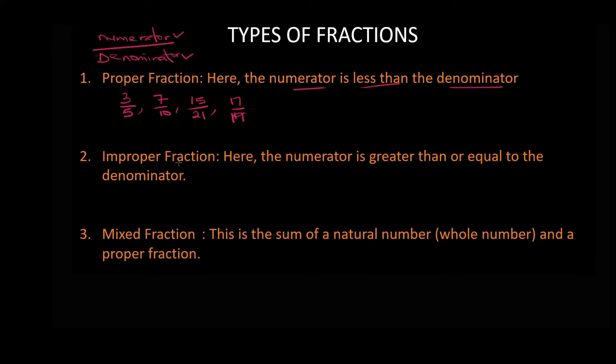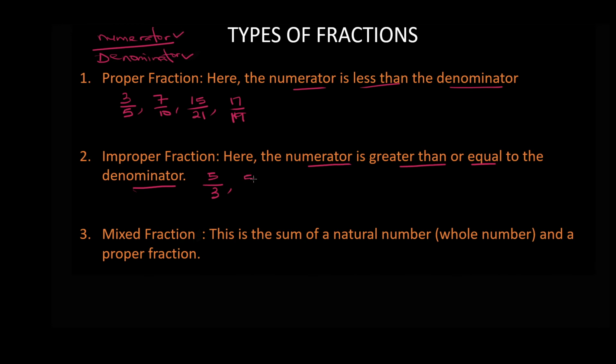What about improper fractions? In improper fractions, numerator is greater than or equal to the denominator. Take note, your numerator is greater than or equal to the denominator. An example is 5/3. We said your numerator is greater than or equal to denominator. That means 5 is numerator and it's greater than what? 3. So that's an improper fraction.